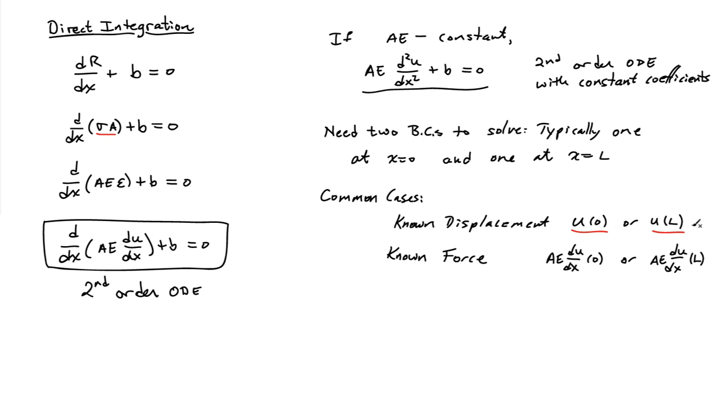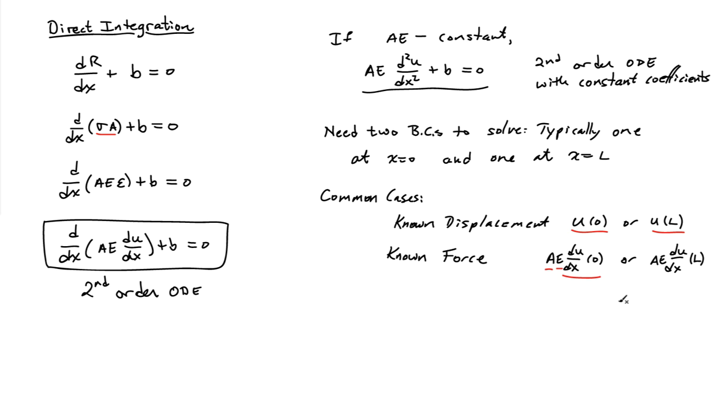So suppose there's a force applied at one end of the bar. In that case, what you actually know is the combination of terms AE du/dx. And if you look at this carefully, you'll see what's going on here. du/dx is a strain, and E is a modulus, so E times du/dx is a stress, and A is an area, so stress times area gives you force. So this is a way of writing down a known force. You can say I have a known force value, it's equal to AE du/dx at that point.